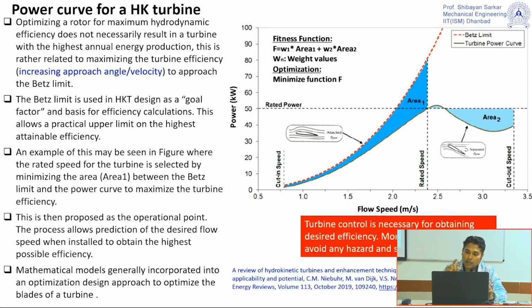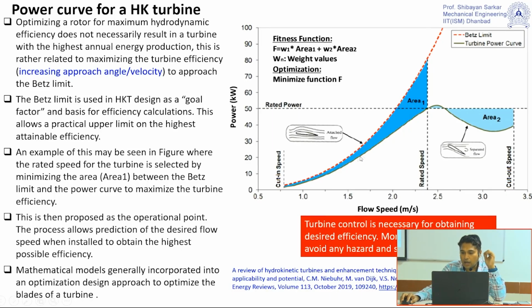Now, if we see this particular curve, this is a power versus flow speed curve. Corresponding to flow speed, what will be the power? So this particular line shows the Betz limit. Betz limit is the ideal value, 0.593, approximately 60%. We have already discussed. So we always try to improve the performance of our turbine so that it becomes closer to the Betz limit. So it will not happen exactly.